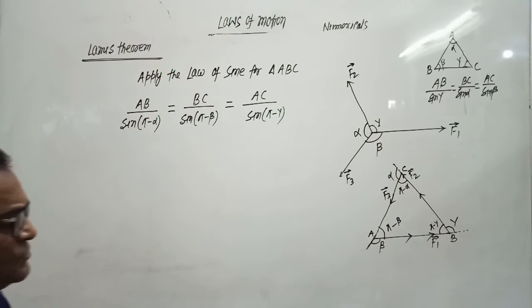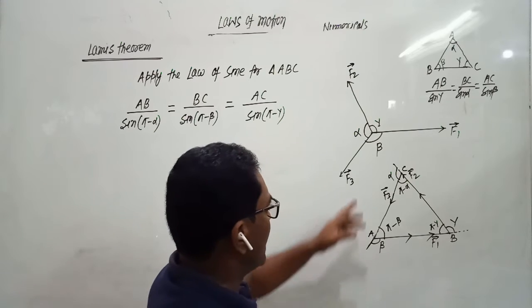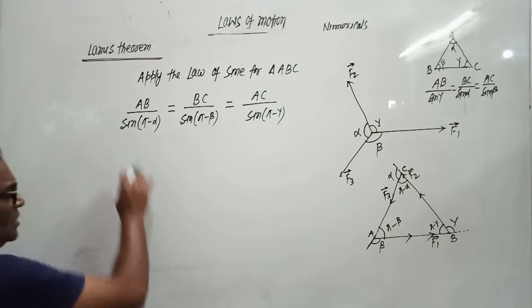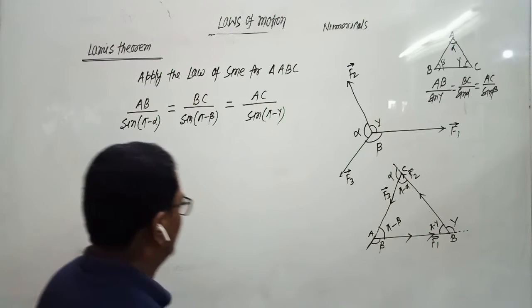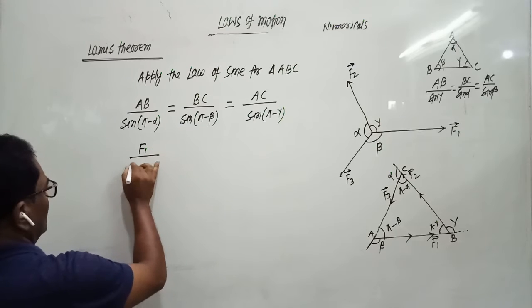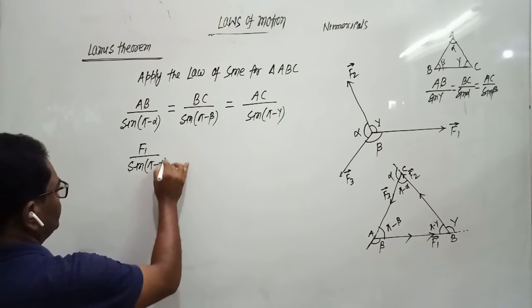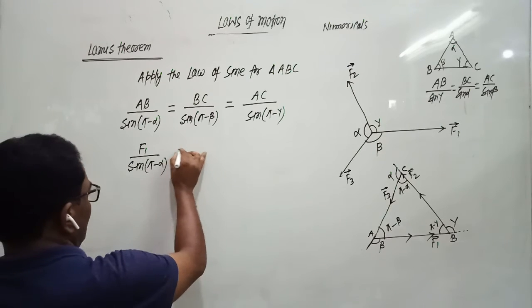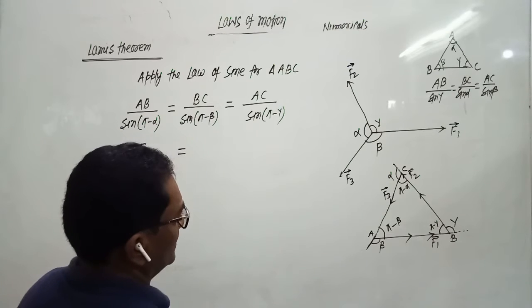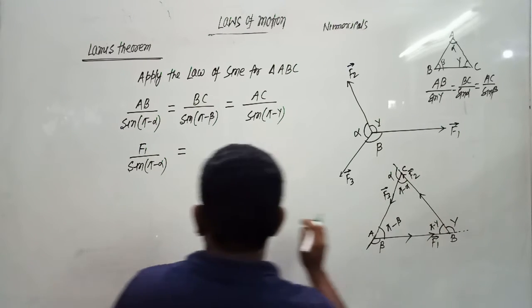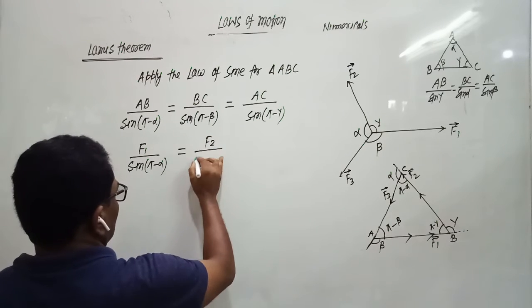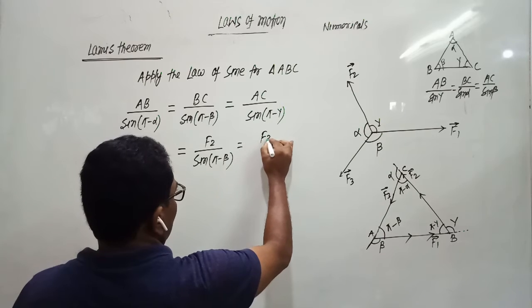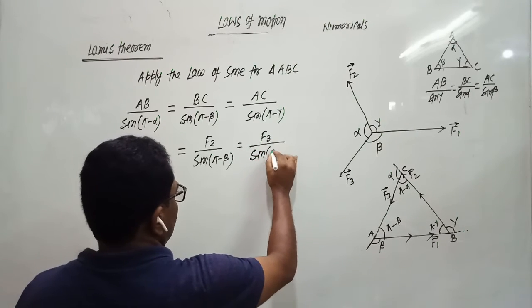This is the sine rule which we apply for triangle ABC, and there are three forces and the angle between consecutive two forces are given. So side AB is represented by force F1. So we write F1 upon sine pi minus alpha. Side BC is represented by force F2. So F2 upon sine pi minus beta, and side AC is represented by force F3. So F3 upon sine pi minus gamma.